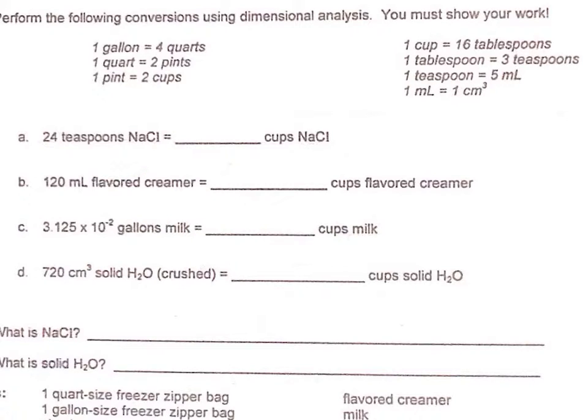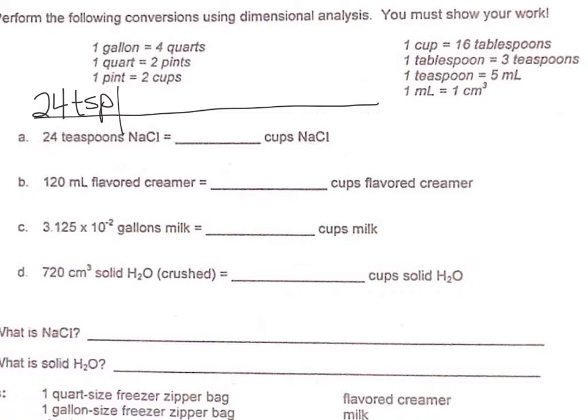Okay, I want to go over some of the dimensional analysis that we had to do in class today. And again, just because it's set up like this, you still always want to write down what your known is. So in this case, we had 24 teaspoons. Well, I'm going to set up my T-chart again so I can make a nice little conversion.